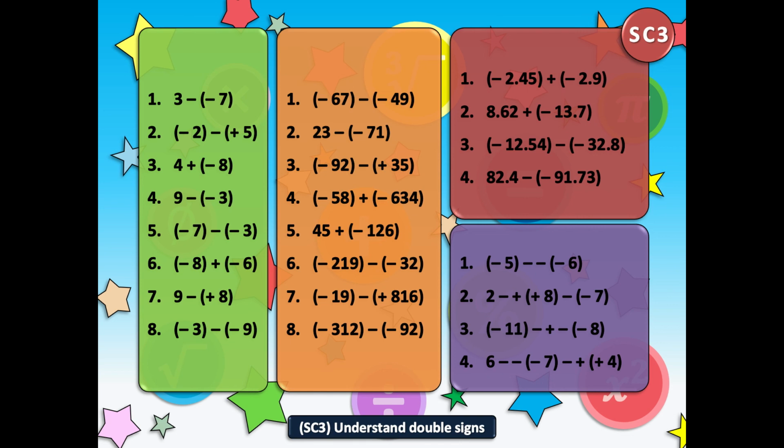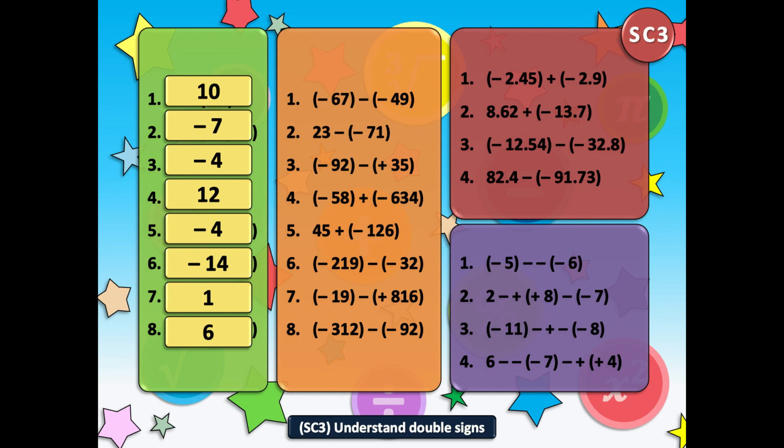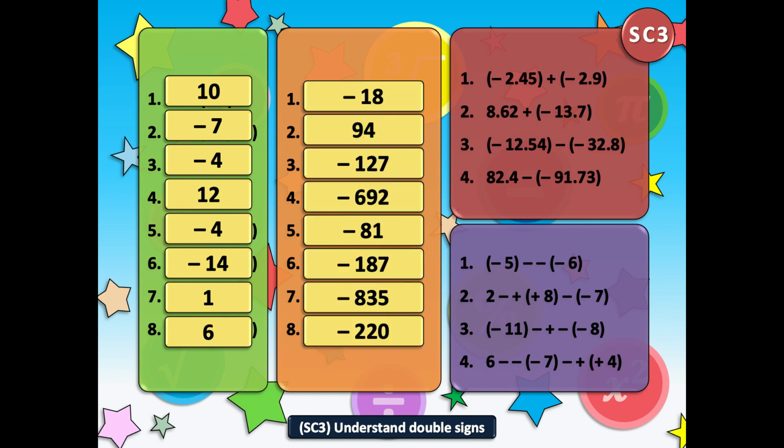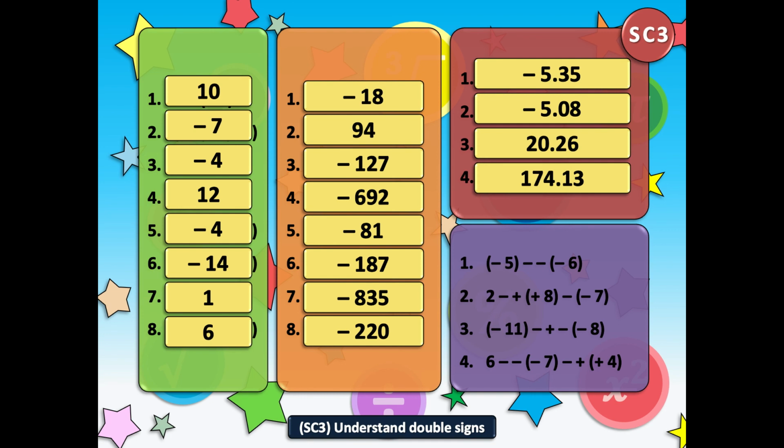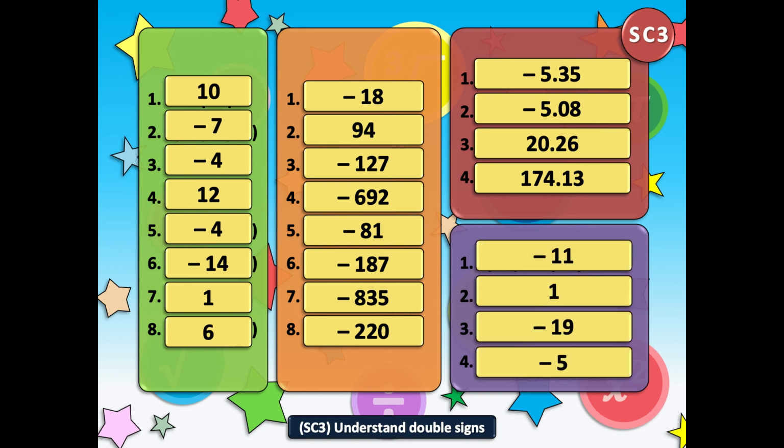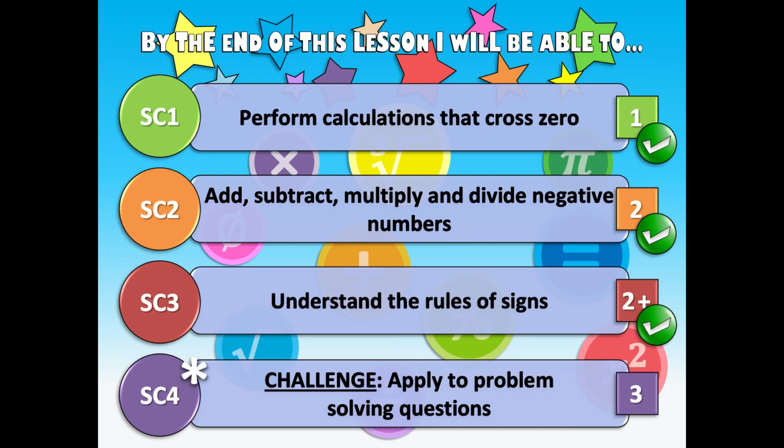Here are your answers. There's your green answers. There's your amber answers. There's your red answers. And there's your purple answers. And now we've completed success criteria 3. So now we can move on to number 4, and this is to apply to problem-solving questions.